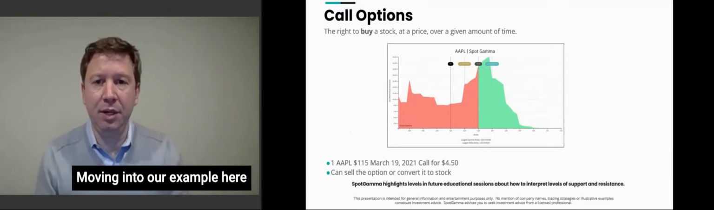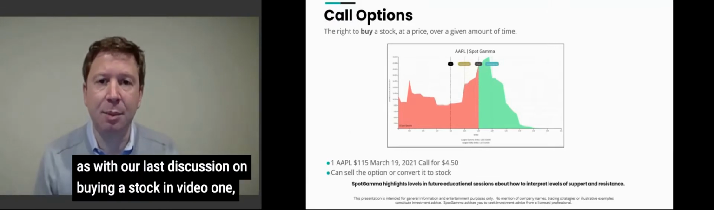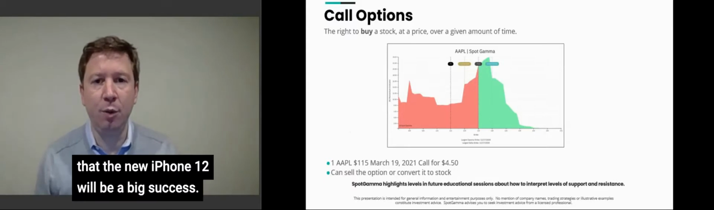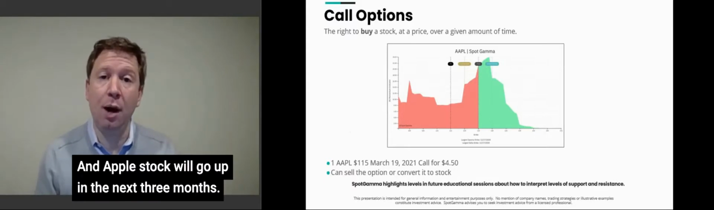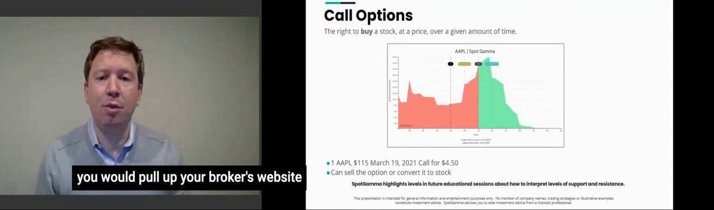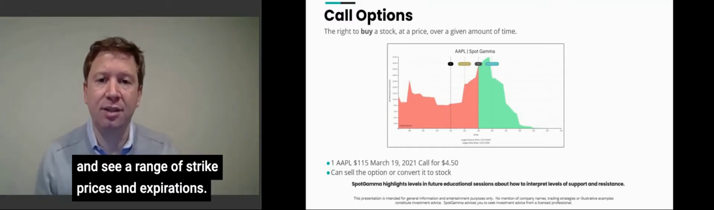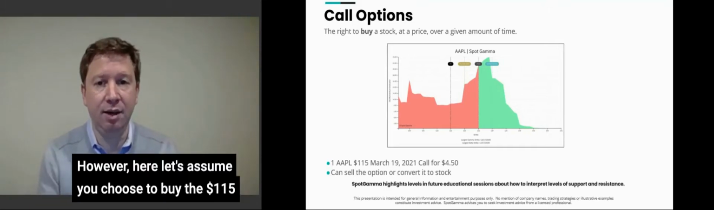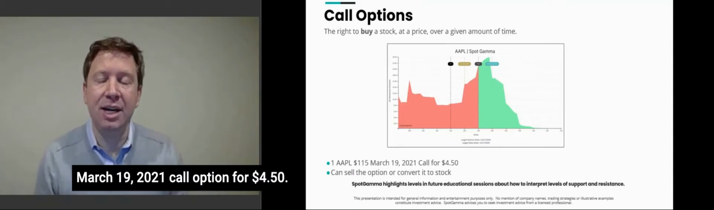Moving into our example here, as with our last discussion on buying a stock in video 1, let's assume that you believe that the new iPhone 12 will be a big success and Apple stock will go up in the next 3 months. If you decide to buy options, you would pull up your broker's website and see a range of strike prices and expirations. In video 3, we will cover ways to select the right option for your trade. However, here, let's assume you choose to buy the $115 March 19, 2021 call option for $4.50.